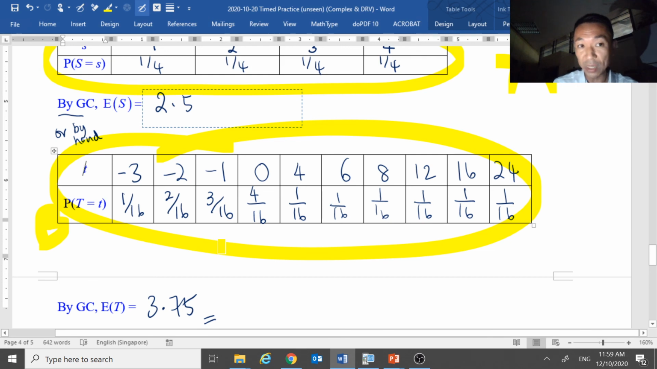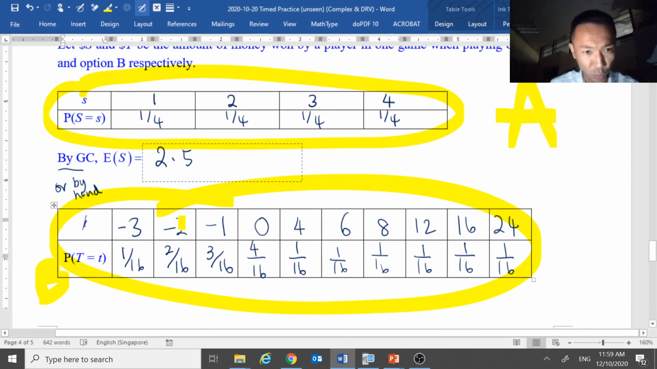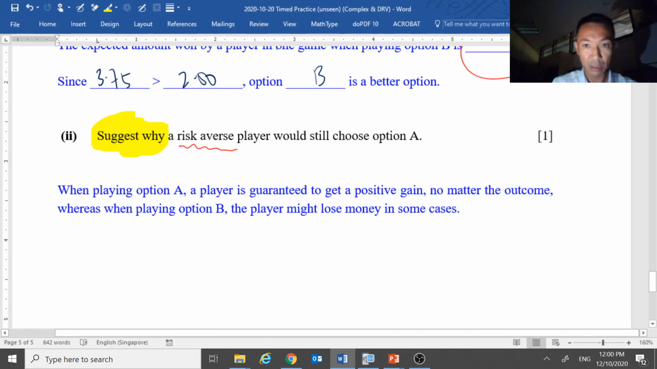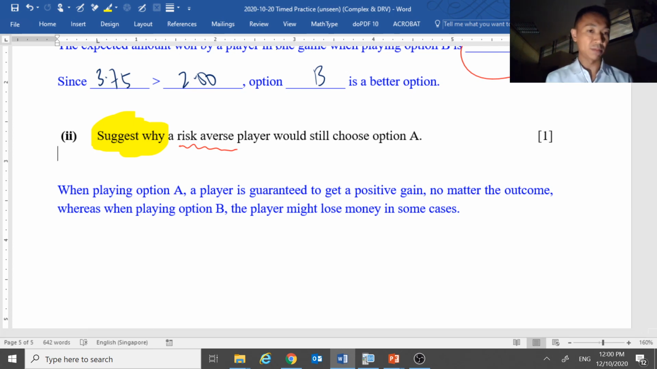But the keyword is risk averse. That means if you are risk averse, you do not want to lose much. You don't like losing. You don't like to take this risk. Even though in the long run you will win, a risk averse person will think, hey, I don't want to lose. So the quick answer is this. When playing A, the player is guaranteed to have a positive gain, whereas for B, the player might lose some money in some cases.